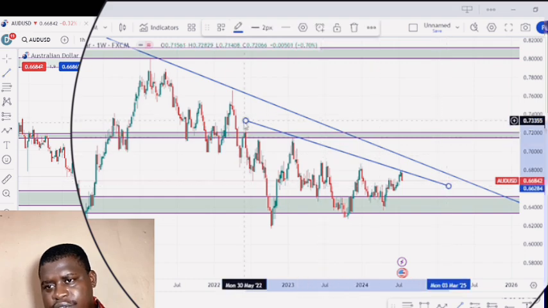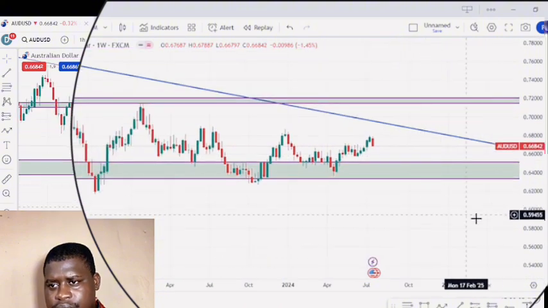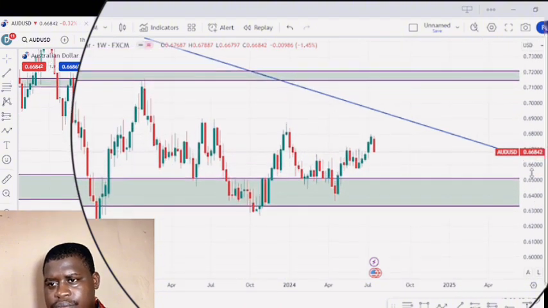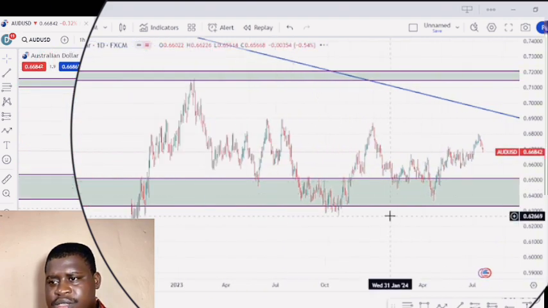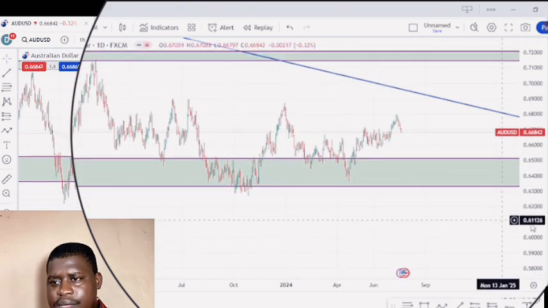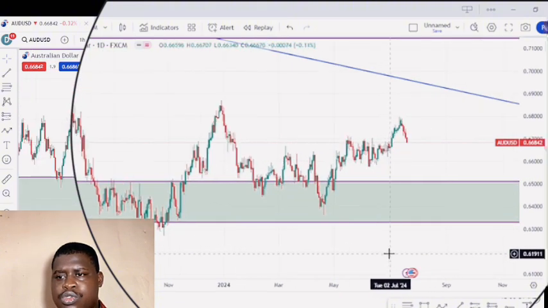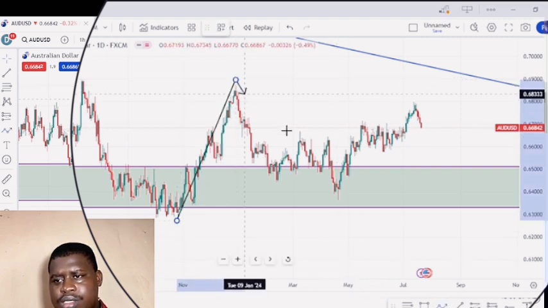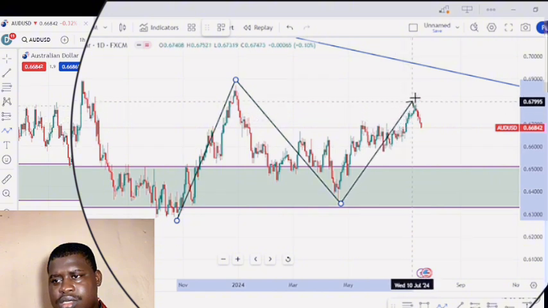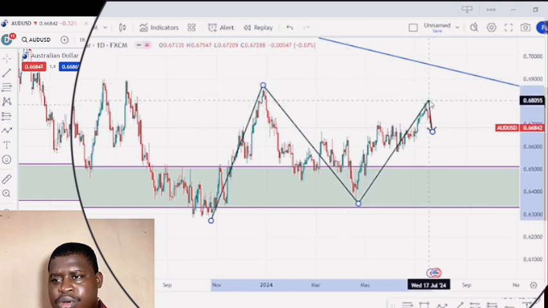Let me see if I can draw a trend line here. No. Let me scale down to the daily time frame and see what is happening. So currently, see this, see this, see this, and we are here right now. Are we going to say it's forming a double top? It came to form a double top here.